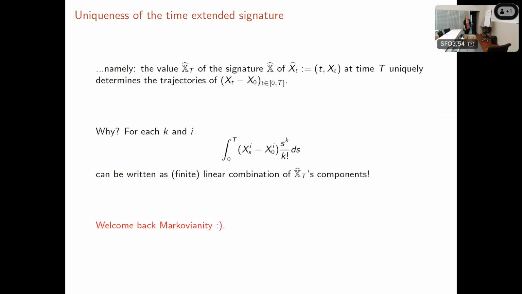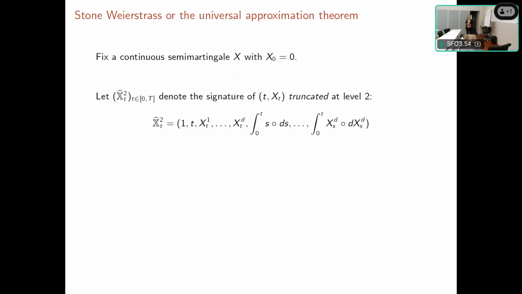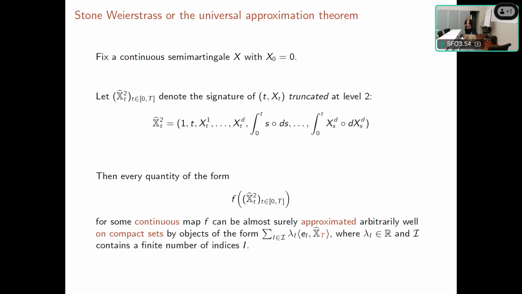This is very nice because you can recover Markovianity. Because if before you wanted to work with the whole trajectory, now you can work with the signature at time T. And you don't need to care about what happened before. Okay, so now what is the idea? The idea is, okay, if we take the signature of level 2, we can say that whatever function which is continuous on the signature of level 2 can be approximated by linear combinations of the signature.